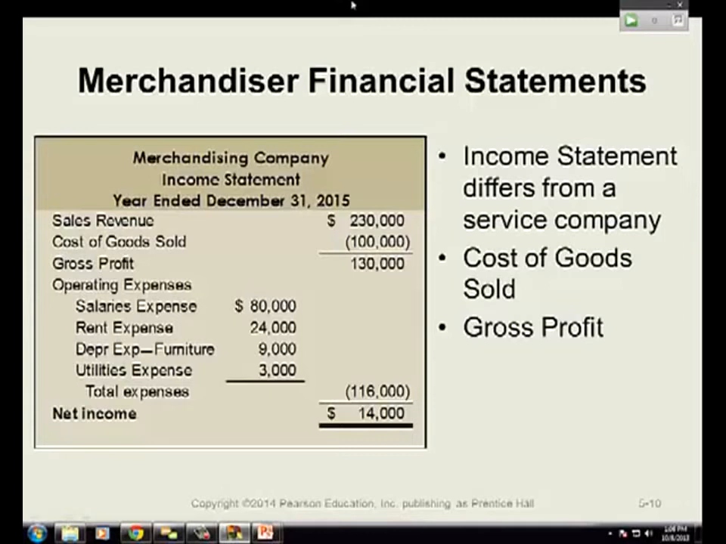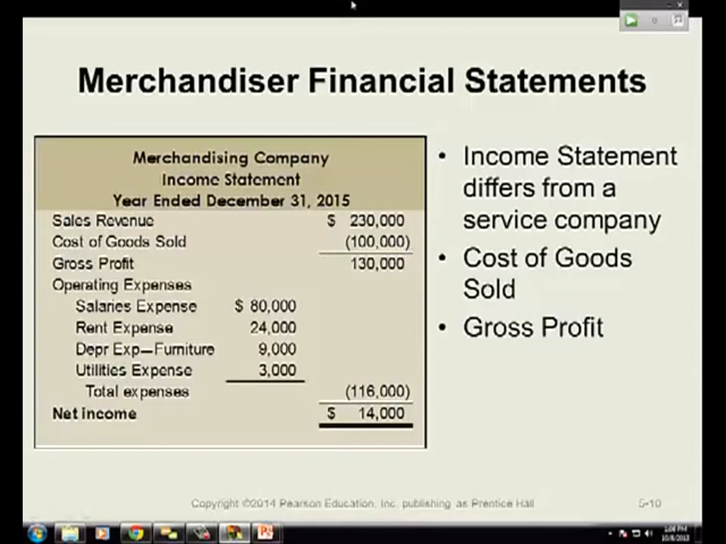So Verizon pays Apple $100 for an iPhone. They sell it to you for $300. Their selling price is $300. Their cost of goods sold is $100. It's what they pay to acquire the merchandise. And then, of course, the operating expenses would be the same.